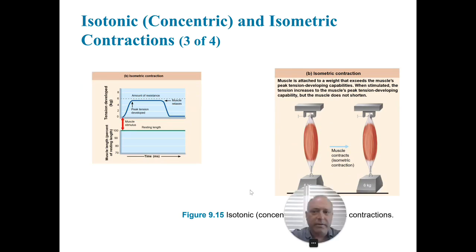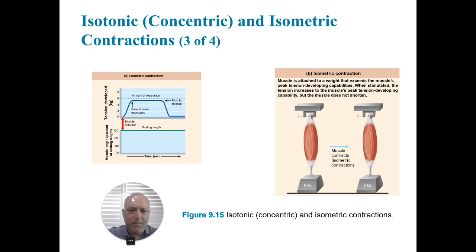The second type is called isometric, where the length of the muscle stays the same, but force is applied during contraction. With isometric contraction, the length of the muscle will stay the same, but you will still get force in an isometric fashion.